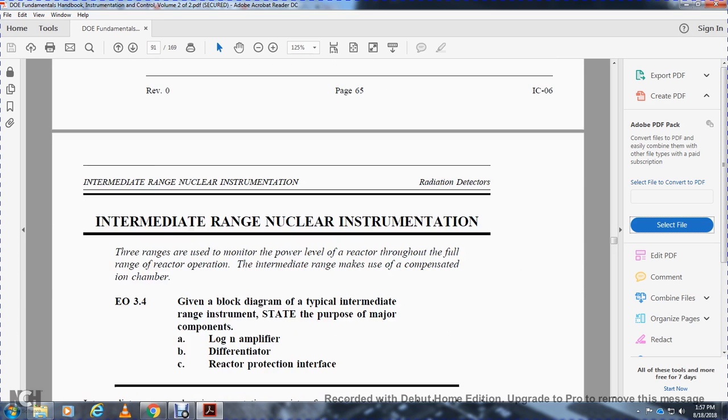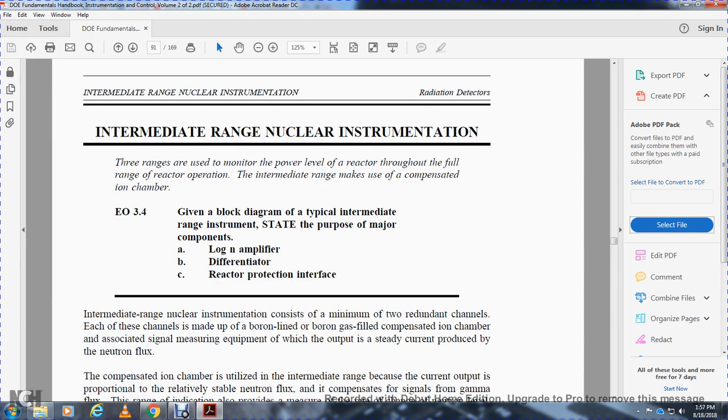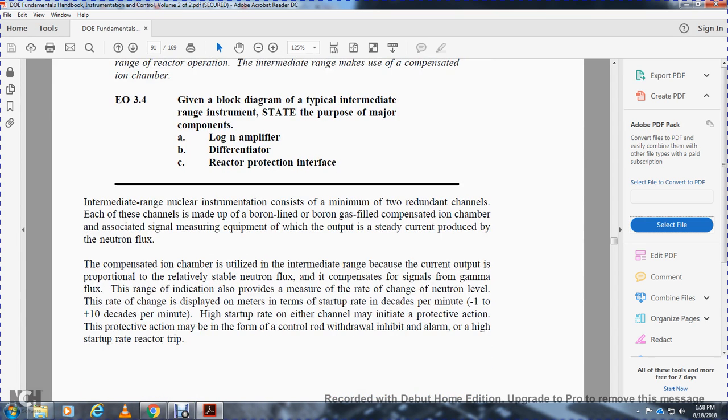Intermediate range nuclear instrumentation. Intermediate range nuclear instrumentation consists of two redundant channels, made up of a boron-lined, gas-filled compensated ion chamber with associated signal measuring equipment. Each provides an output of current produced by the neutron flux. The compensated ion chamber utilized in the intermediate range provides a current output proportional to a reliable, stable neutron flux.